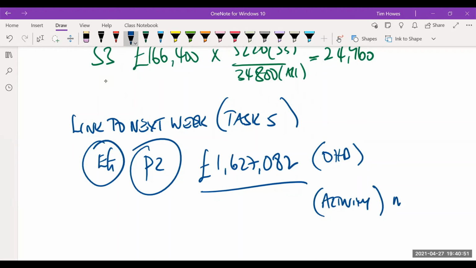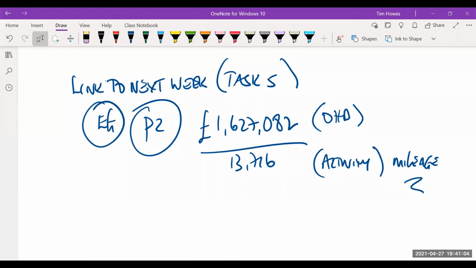And so maybe that might be mileage in an example like this. So for instance, the planned mileage for this one was 13,716. That was the planned mileage. And if I pump that into my calculator, I know it's a service rather than a manufacturing business, but if I pump that into my calculator, 1,627,082 divided by 13,716 miles. That is something like £118.63 to the nearest per mile.